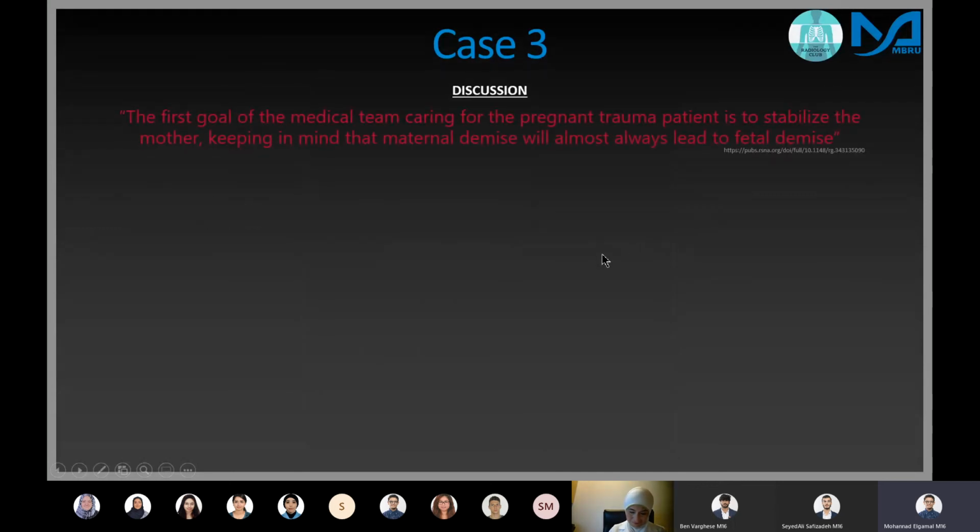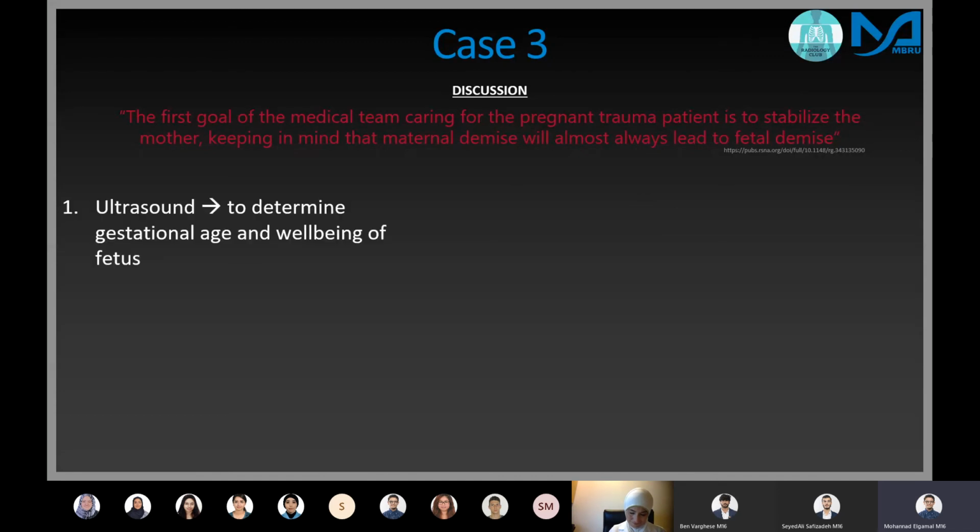So let's discuss what Said Ali mentioned, which is taking consent from the patient and consulting other doctors about doing a CT, because you're more worried about the pregnant mother than the fetus, because like I said, if there's no mother, there's no fetus. This is a quote I found that was very important, and you have to keep in mind that if there's no mother, there's no fetus.